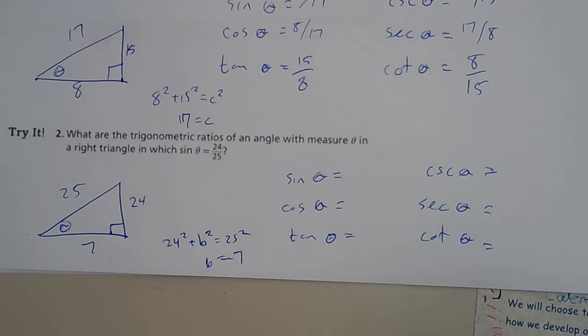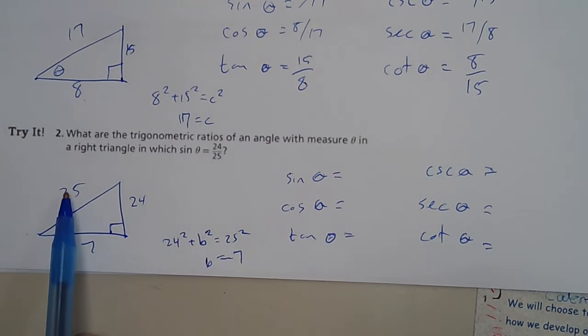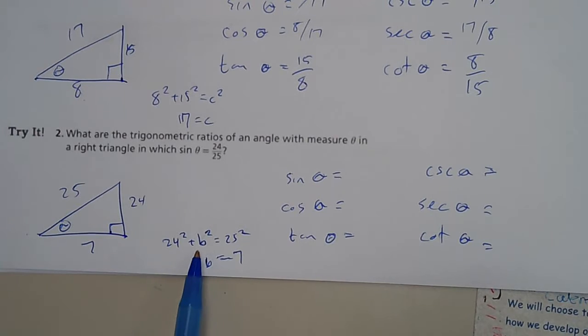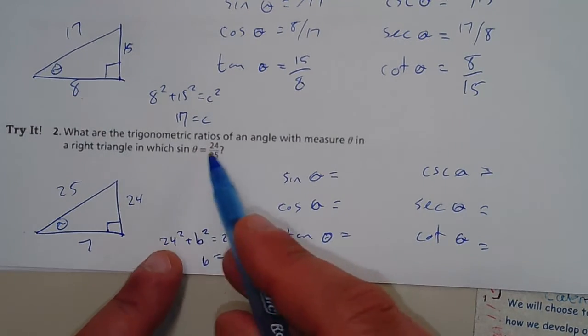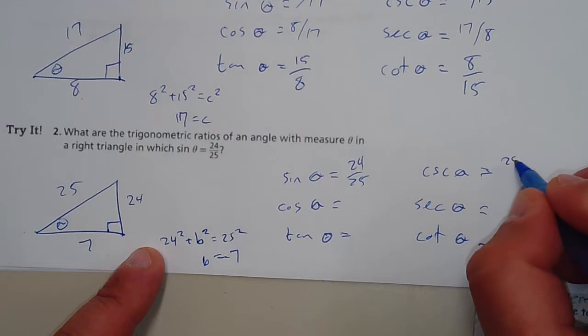All right, so I went and did all the prep work here. I drew my triangle with my 24 as the opposite, 25 as the hypotenuse, set up a Pythagorean theorem, and solve for that missing leg to be 7. Once I'm there, I should be pretty much golden here. So I already know sine is 24 out of 25. So cosecant is 25 out of 24.